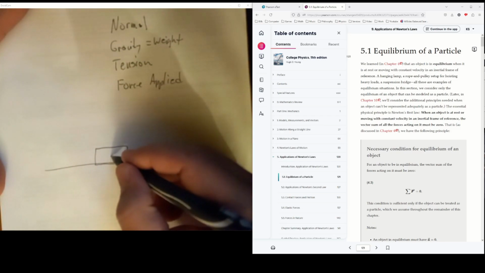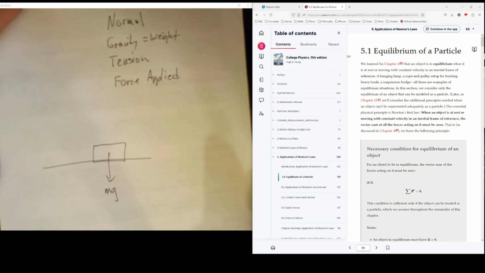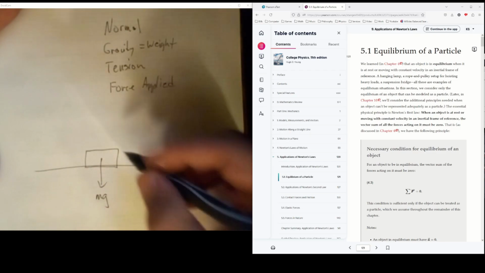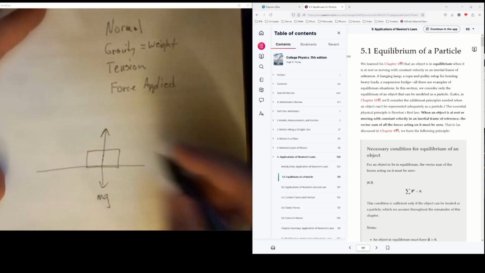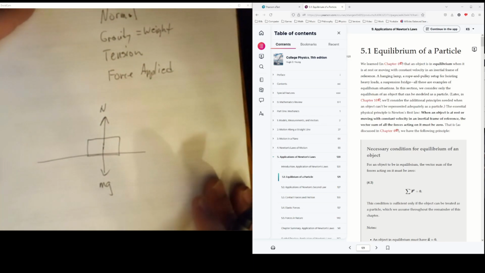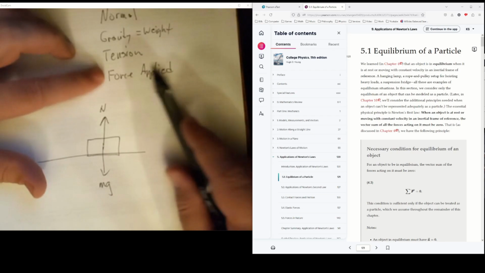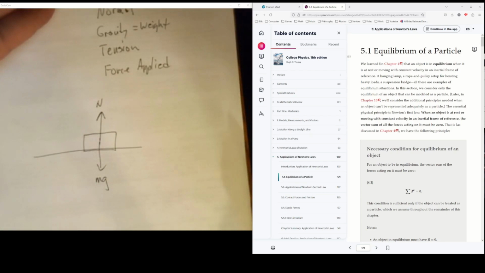Everything with mass will have weight, so gravity coming straight down. There is surface contact. The normal force is always perpendicular to the surface because it's coming out of the surface. That's the normal force. And if no one's pushing or pulling on the block, so there's no rope connected to it, there's no tension, and no one's pushing or pulling on it, so there's no applied force. We looked at our four forces, and there they are.